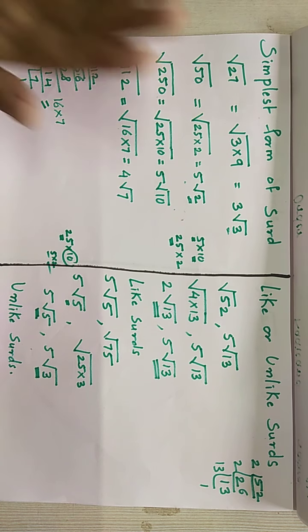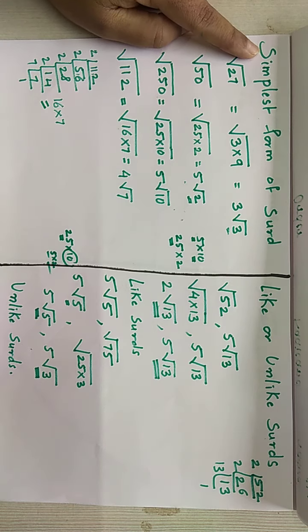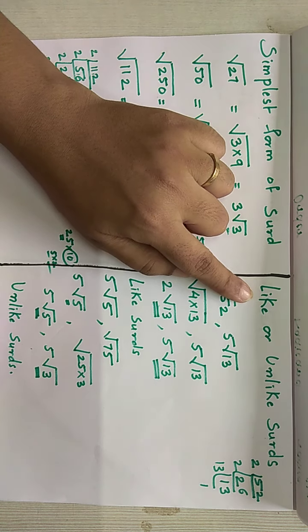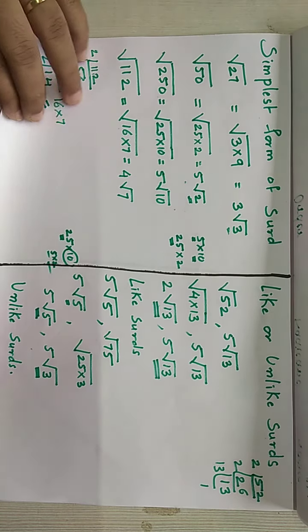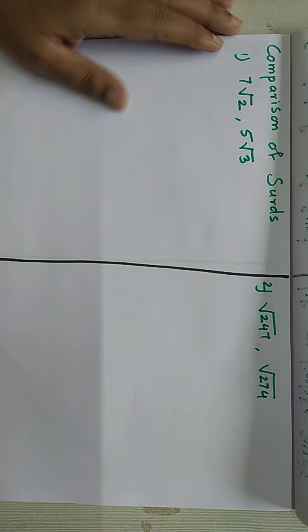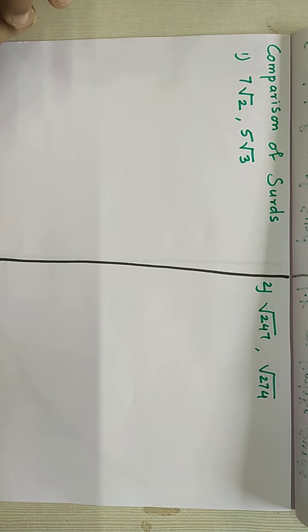So what did we learn on this page? We learned how to calculate the simplest form of a surd, and then we learned what is a like surd or unlike surd. Okay, now let's go to the next portion. In the next part, we'll be learning how to compare surds. Comparing surds means you should know which one is greater, which one is smaller, or whether both of them are equal. So we need to compare the surds.